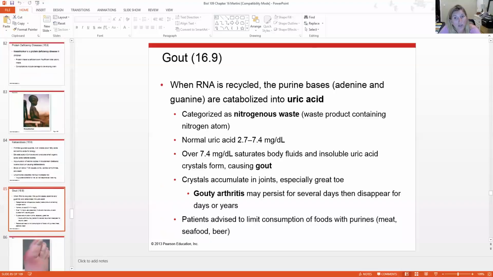Gout is when RNA is recycled. The purine bases, adenine and guanine, are catabolized into uric acid. It's categorized as a nitrogenous waste. The normal uric acid concentration is 2.7 to 7.4 milligrams per deciliter, but over 7.4 milligrams per deciliter, it starts saturating our body fluids and becomes insoluble crystals, and that's what we call gout. It typically accumulates in the joints, usually in the big toe. Gouty arthritis can persist for several days, then disappear and come back. Patients are advised to limit meat, beer, and seafood consumption.